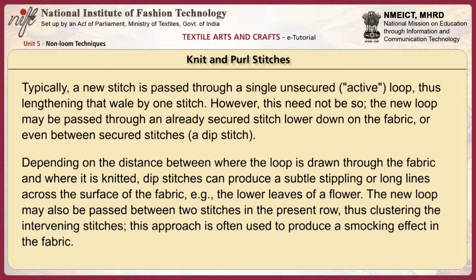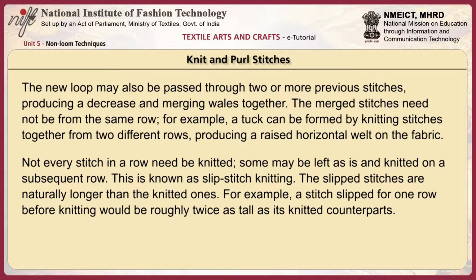The new loop may also be passed between two stitches in the present row, thus clustering the intervening stitches. This approach is often used to produce a smocking effect in the fabric. The new loop may also be passed through two or more previous stitches, producing a decrease and merging veils together. The merged stitches need not be from the same row. For example, a tuck can be formed by knitting stitches together from two different rows, producing a raised horizontal welt on the fabric.